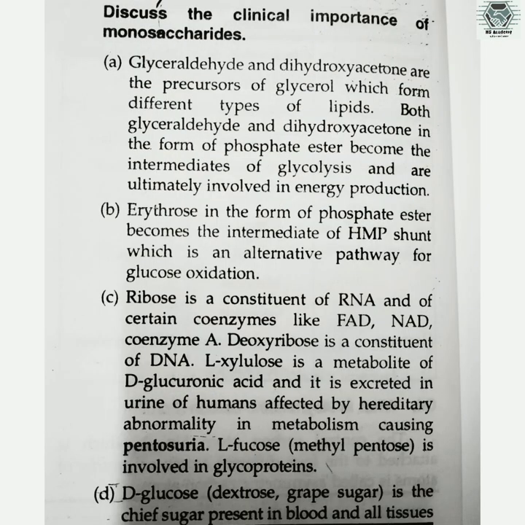Okay. Moving to the next question, discuss the clinical importance of monosaccharides. So there are many. Glyceraldehyde and dihydroxyacetone are the precursors of glycerol, which forms different types of lipids. Erythrose in the form of phosphate ester becomes the intermediate of the HMP shunt, which is an alternative pathway for glucose.